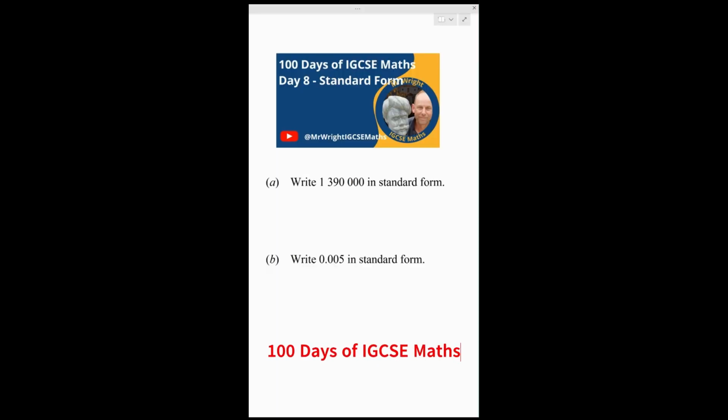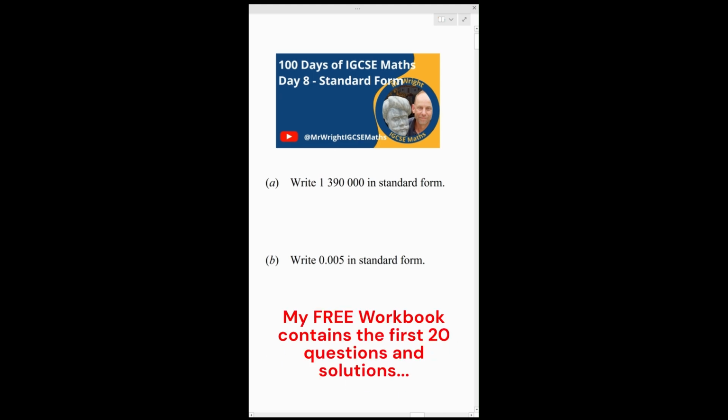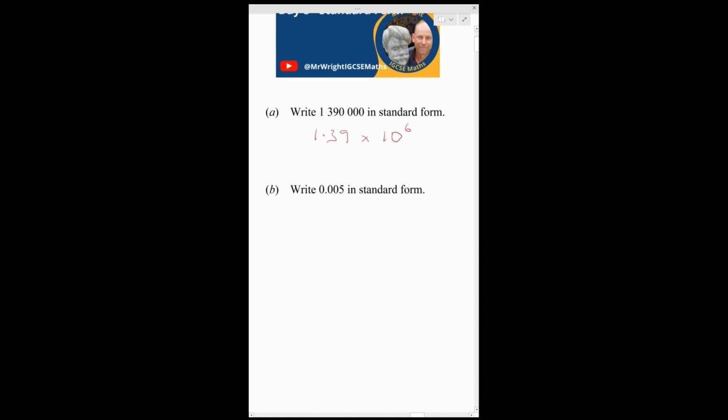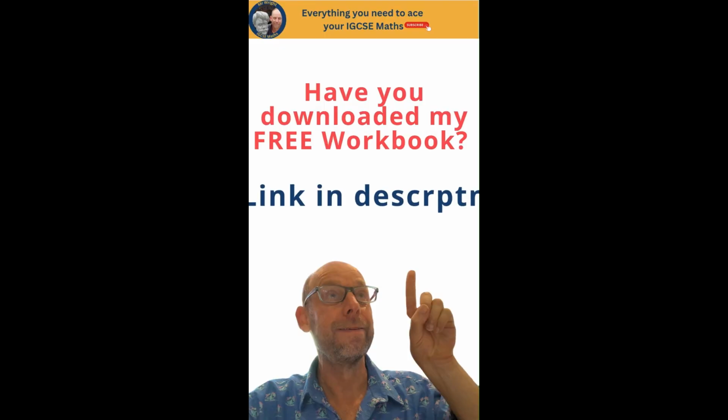Now's your chance to pause the film. Okay, 1,390,000. So 1.39. If you happen to know a million is 10 to the 6, then you can write that straight away. Otherwise, you can count the number of places. 0.05 is going to be 5 times 10 to the minus 1, minus 2, minus 3.